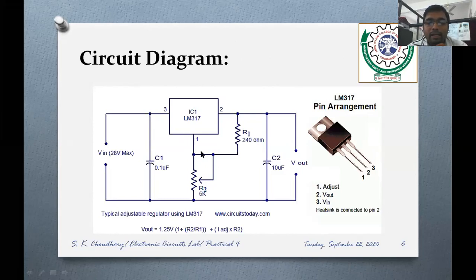Pin number 1 is the adjustable pin, where we connect the terminals of R1 and R2. R2 is a variable resistor that can vary between 0 to 5K, and you can use a pot to vary the resistance, and R1 is a fixed resistor of 240 ohm. Pin number 2 is the output pin connected to the output terminal, and there is one capacitor to improve the transient response.